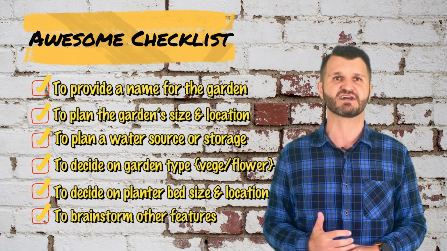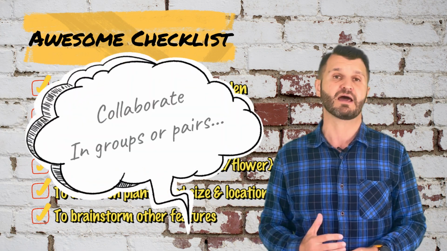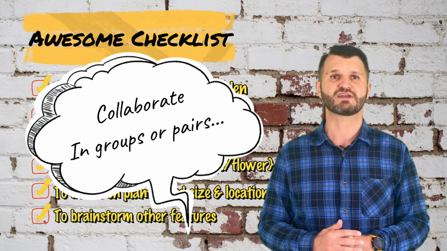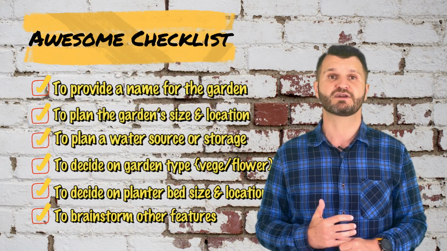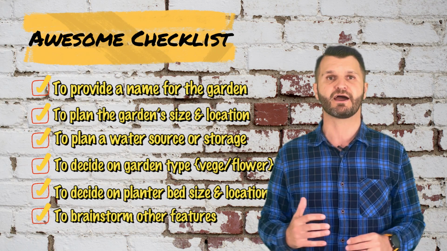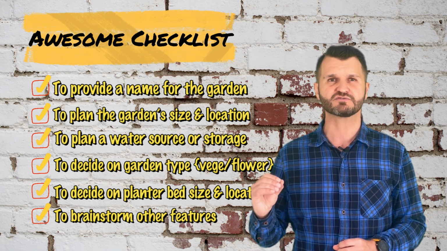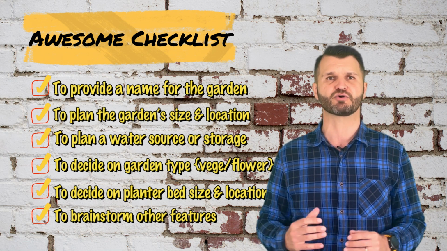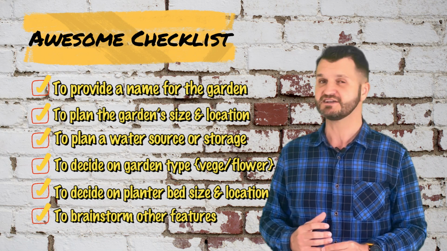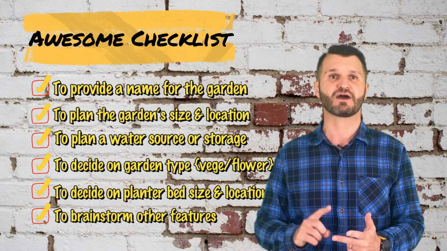So our suggestions are, first, we can work collaboratively. So important to work in a group and work well. We can name our garden. We can know the size and location of this garden. We can plan a water source. Water is so important in ensuring your garden succeeds. We can decide on the type of garden. Is it a veggie garden? Is it a flower garden?